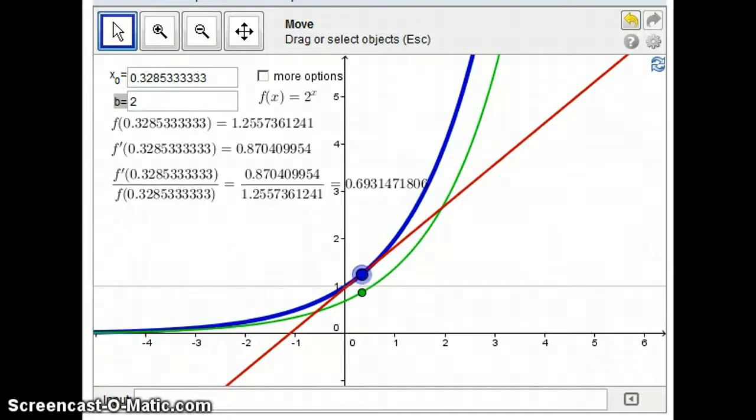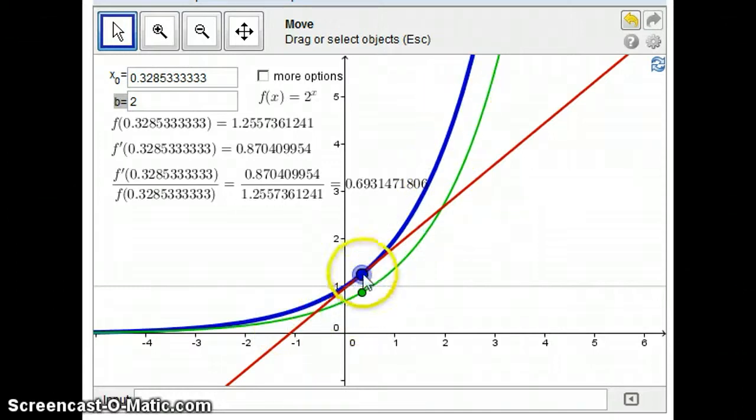Okay, so I found this applet on the internet. I'm going to provide you with the web link in the description of this video. It's showing you the relationship of an exponential function and its derivative. For this particular case, the exponential function appears right here and is 2 to the x, graphed in blue.